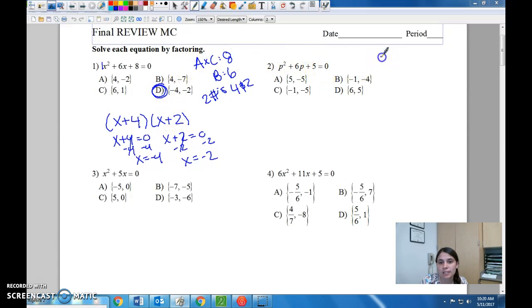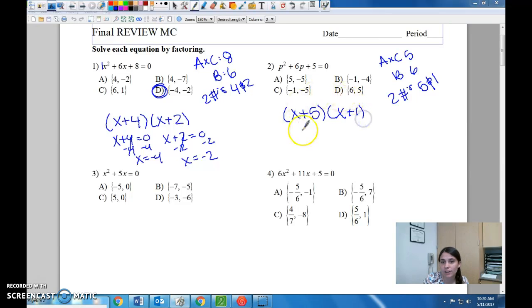On number 2, it's the exact same thing. So my a times c is 5, my b is 6. I need two numbers that multiply to 5 and add to 6. So 5 and 1 multiply to 5 and add to 6. So this factors to x plus 5 times x plus 1. And if I set each of those equal to 0, I'll get negative 5 and negative 1, which is C.